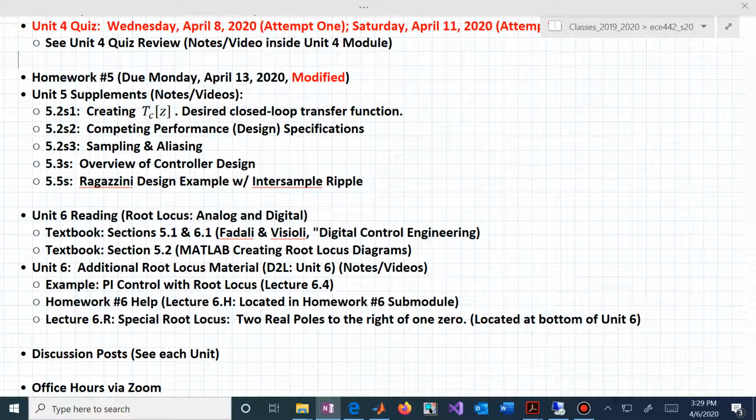And there are supplemental notes and videos for Unit 5: creating the desired transfer function, what happens when your performance criterions compete, sampling and aliasing and how those are connected, a general overview of controller design, and finally a second example illustrating the Ragazzini design, but this one actually illustrates inter-sample ripple.